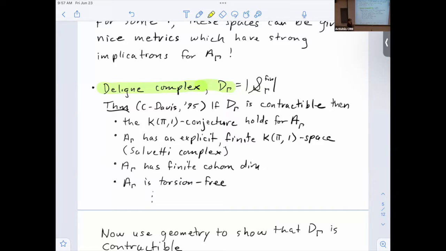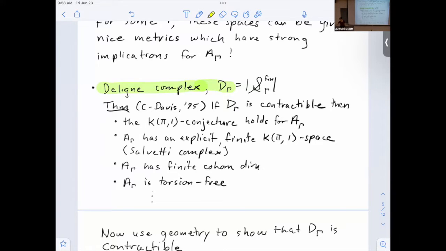Something with torsion can't have a finite K(π,1) space. And it turns out there's a lot of other questions about Artin groups that don't follow immediately from d gamma being contractible, but usually once we can show this, we can deduce a lot of other stuff. Okay, so this has been really powerful when we can show d gamma's contractible. All right, we've got all kinds of useful information.